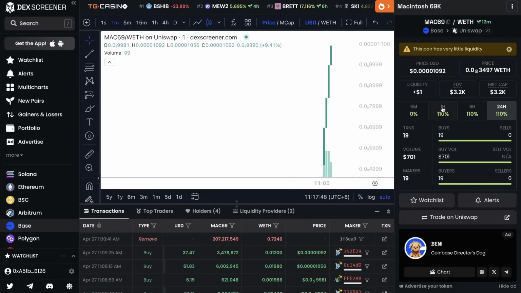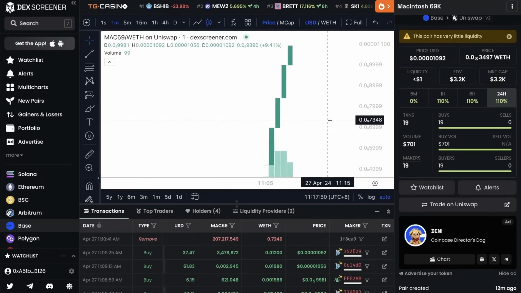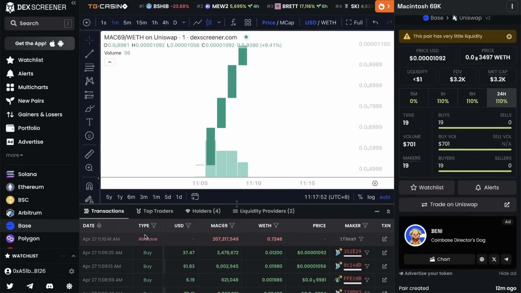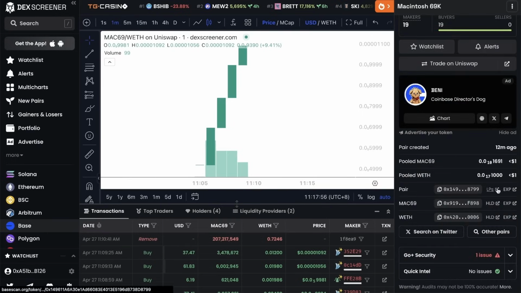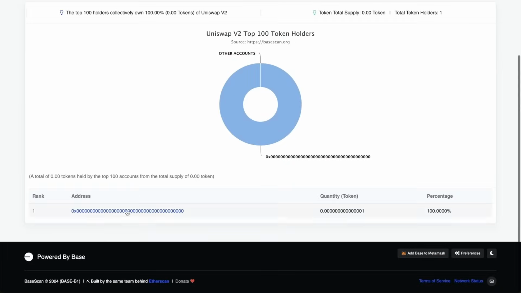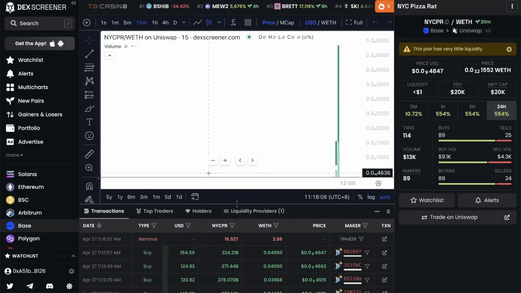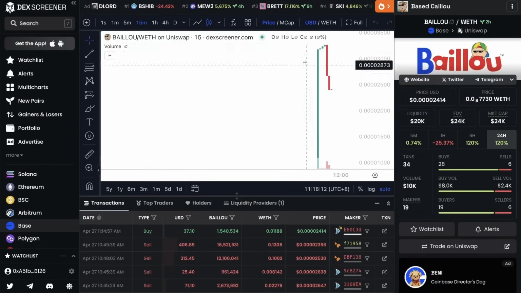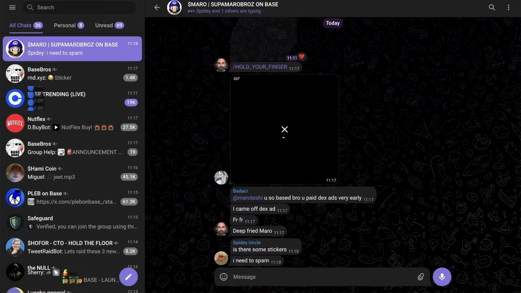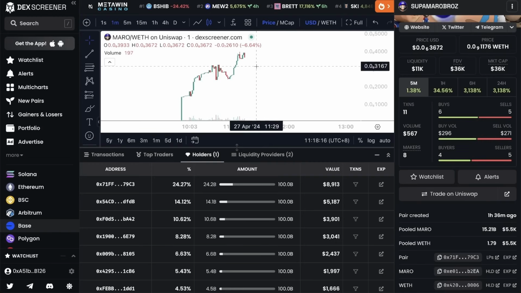Then we get Max 69, really low liquidity. Yeah, $1 liquidity. You see that person removed the liquidity. If I click on the liquidity pools, I can see that this one is now owning 100%, but it's 0.0001 because that person removed everything. And same here, we can see that the liquidity was not locked.